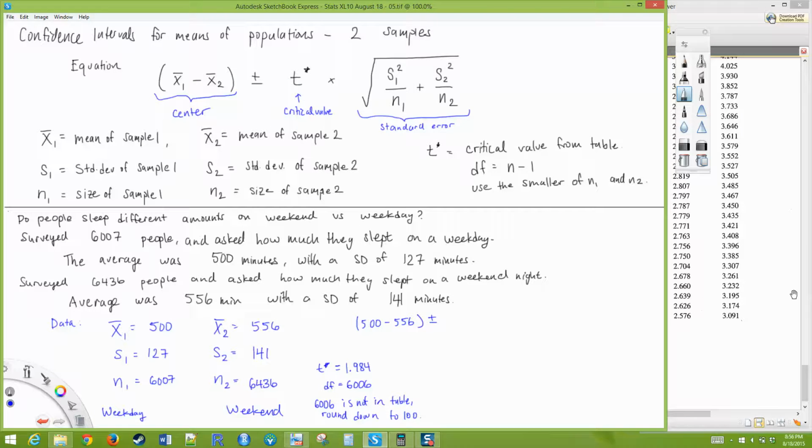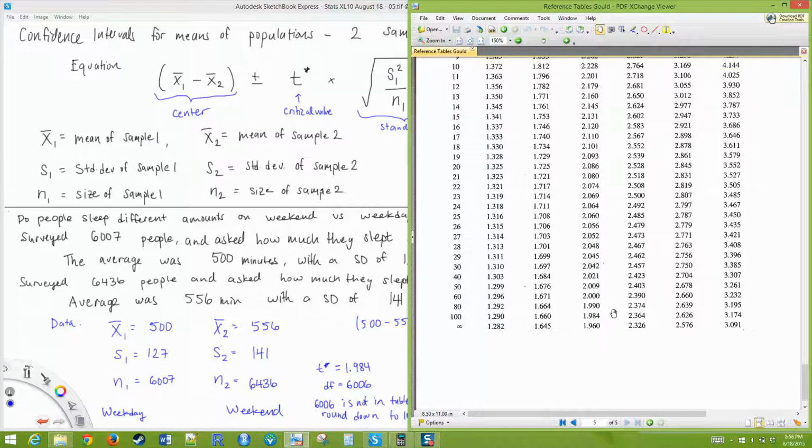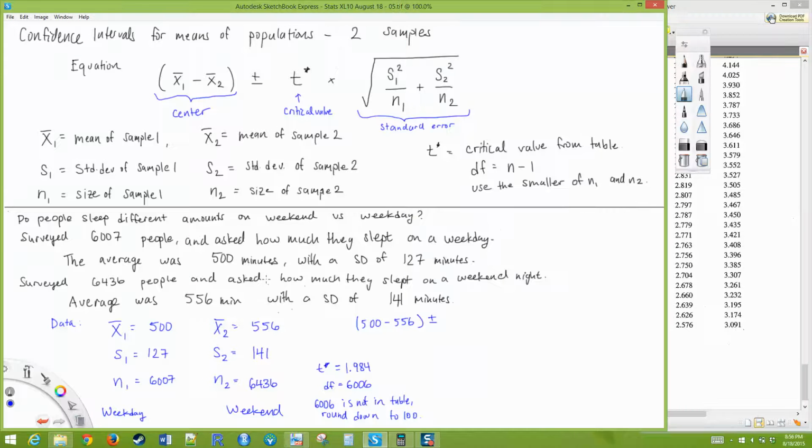Another question. 6006, how did you round that down to 100? Yeah, so you just pick the number that's closest but not larger. The highest number that's not bigger than the one you have. So in that case, it would be 100. So 6006 is, you have two n's, right? 6007 and 6436.